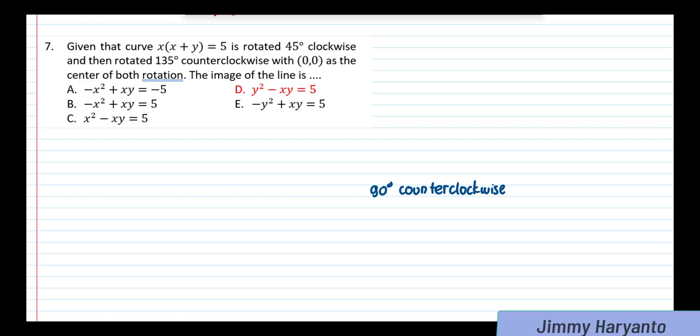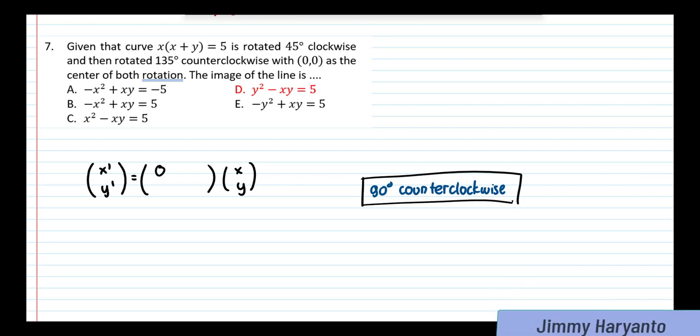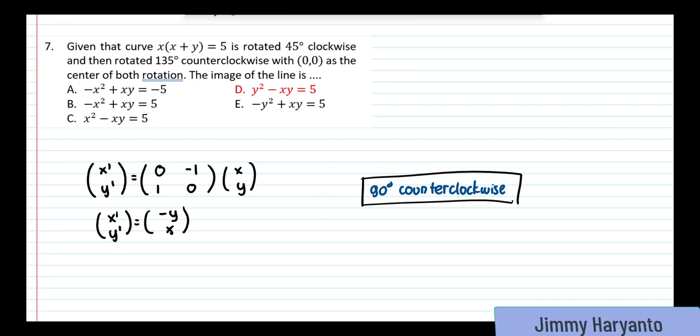That means the formula will be x prime, y prime. The center is 0 0, so it will be easy. You will have to use this one, 90 degrees counterclockwise. That means cos 90 equals 0, negative sine, sine and cos. And then you only have to find the x and y, negative y and x, using the matrix multiplication. And then you separate them like this. y will be equal to negative x prime. For this one, x will be equal to y prime.